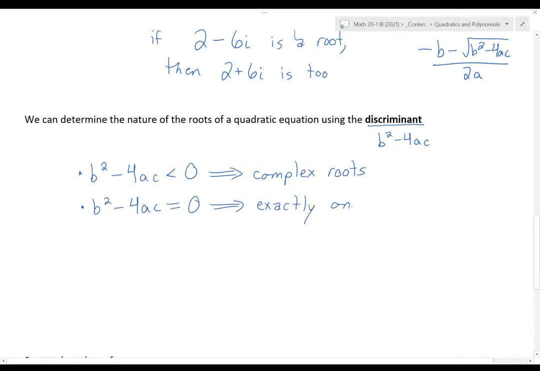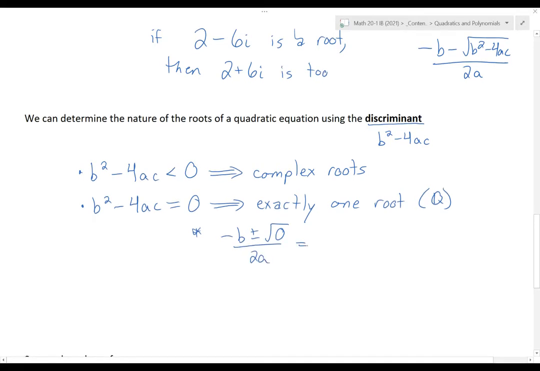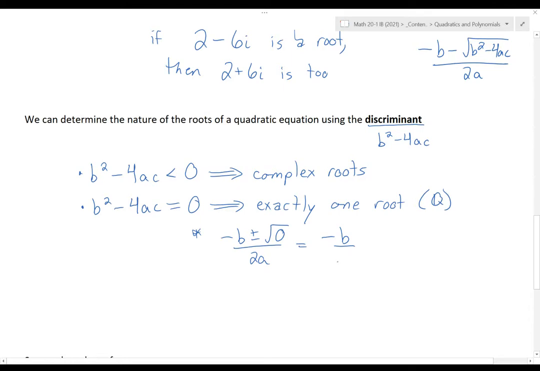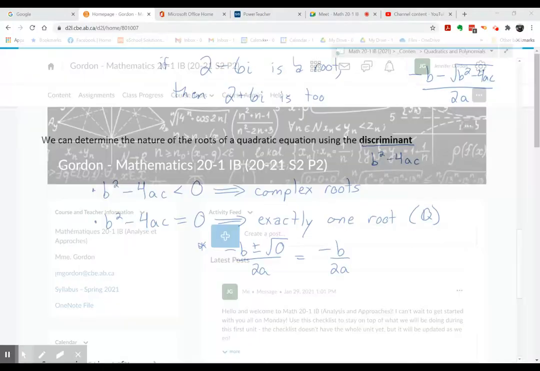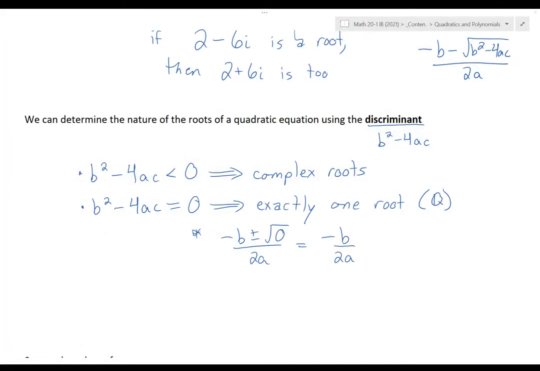And that's because it's going to be rational. If I have negative b plus or minus the square root of 0 over 2a, whether I'm adding or subtracting 0, I'm not changing it, so it's just negative b over 2a. So that would be what the one root is.